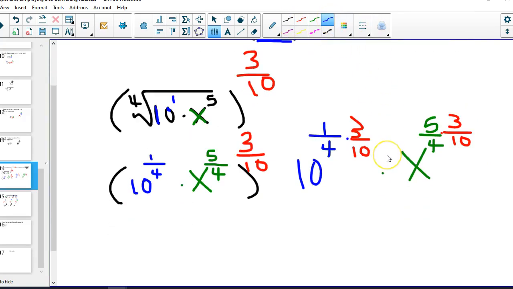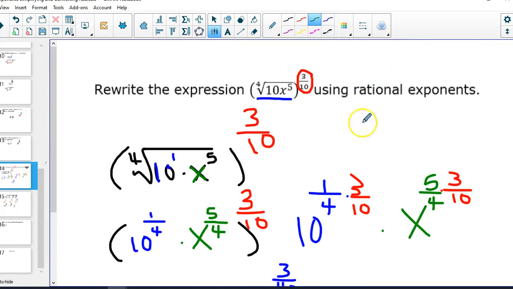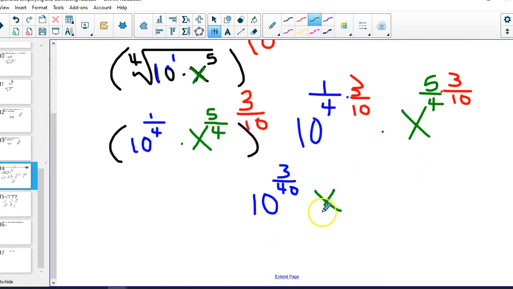And if we remember our multiplying fractions back from 3rd or 4th grade, multiply across the top. 1 times 3 gives us 3. 4 times 10 gives us 40. And for our x here, multiply across the top. 5 times 3 is 15. 4 times 10 is 40.